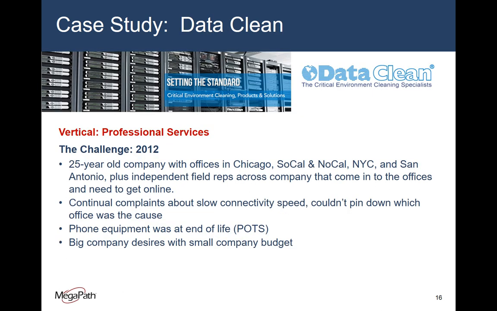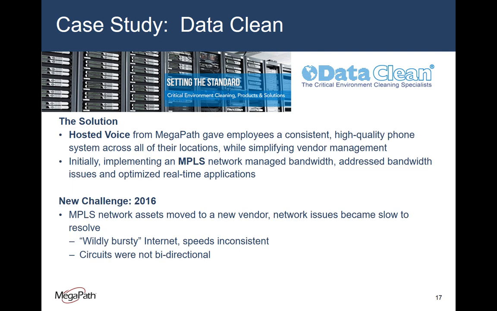Next case study is around data clean. So a little bit newer of an organization, also spread out across the US when it comes to offices, and then they have independent reps out in the field. So the usual one there, slow speeds, what's the problem? Is it this end or that end? A traditional phone service, so plain old telephone service, what that stands for. And they were a big company, wanted to look like a big company, but they didn't want to spend very much money for it, right? They want to be very efficient, very frugal with their dollars, which makes sense. We all want to do that.